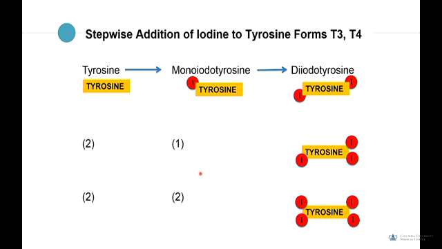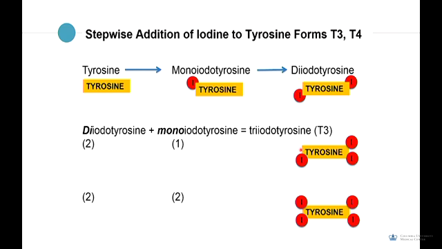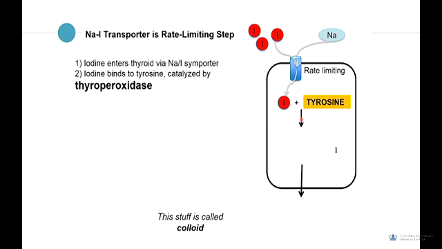All right, so how do you make T3 and T4? First off, you start off with tyrosine, then you add 1 iodine to make monoiodotyrosine, and then you add another one to make diiodotyrosine. Then you take them together and you make T3, and you take 2 diiodotyrosines to make T4. So what's everything put together?